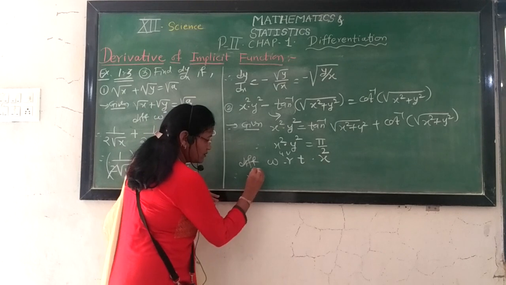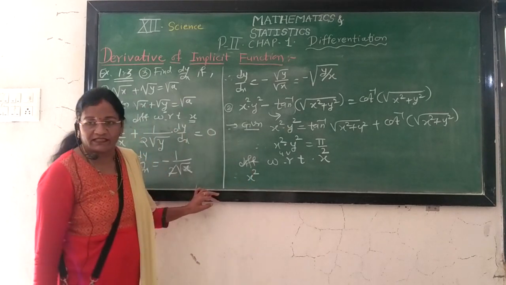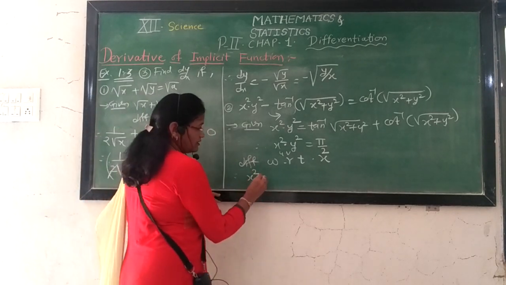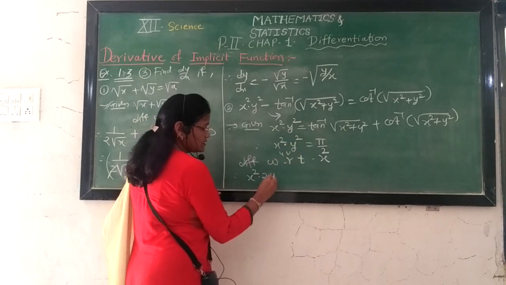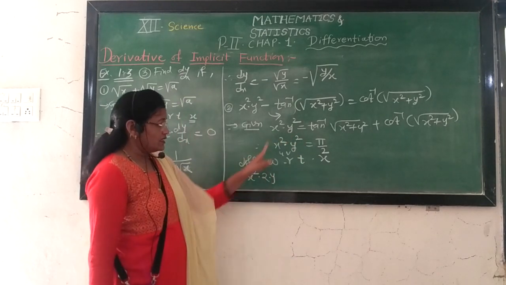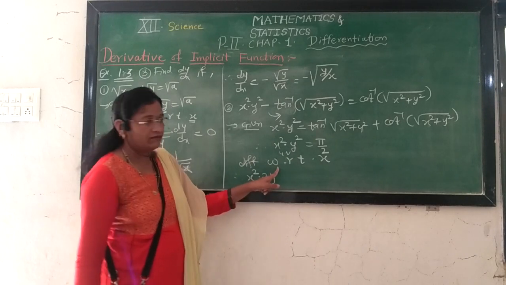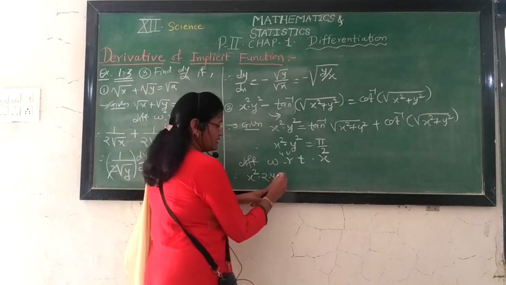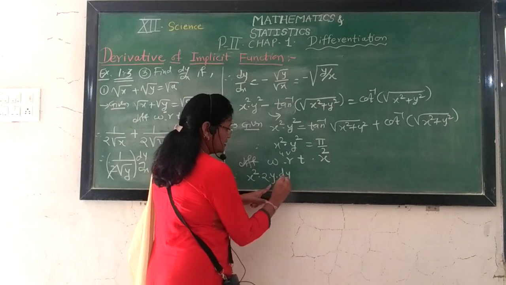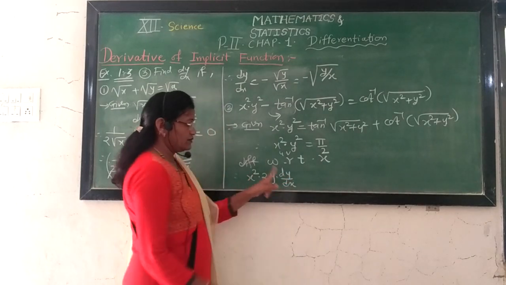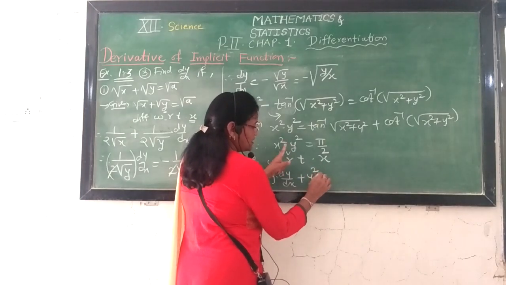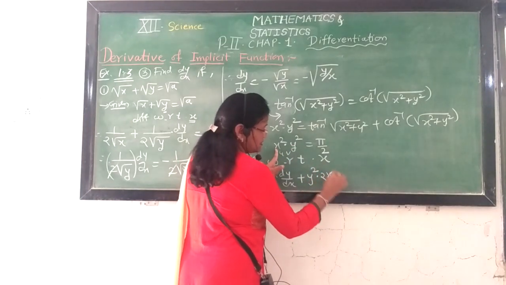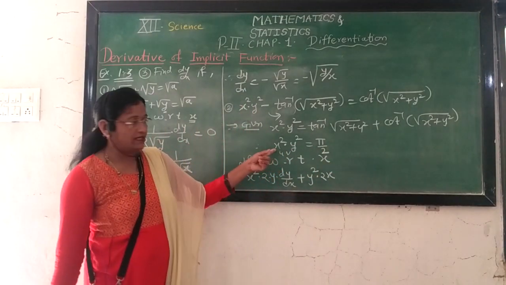For the product rule of derivative, the first term remains as it is, x square. Find the derivative of y square. y square is again in exponent form, so we apply the first rule: the exponent becomes the coefficient, and the power reduces by 1. Again find the derivative of y with respect to x, meaning dy by dx. So u into derivative of v plus the second term remains as it is. Find the derivative of x square, that is 2x.